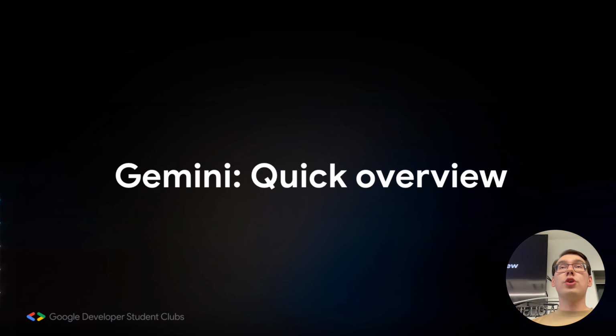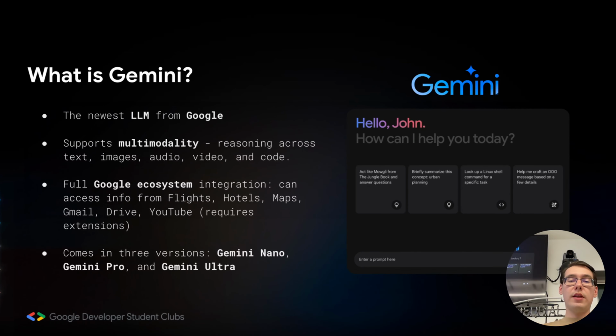So let's go to Gemini a little bit here. Gemini is Google's latest LLM, so large language model, like OpenAI has ChatGPT-4, ChatGPT-3. You all use it, we know it. And the difference here is that Gemini supports multimodality, which means that it can handle not only text, not only voice, not only video, but everything.